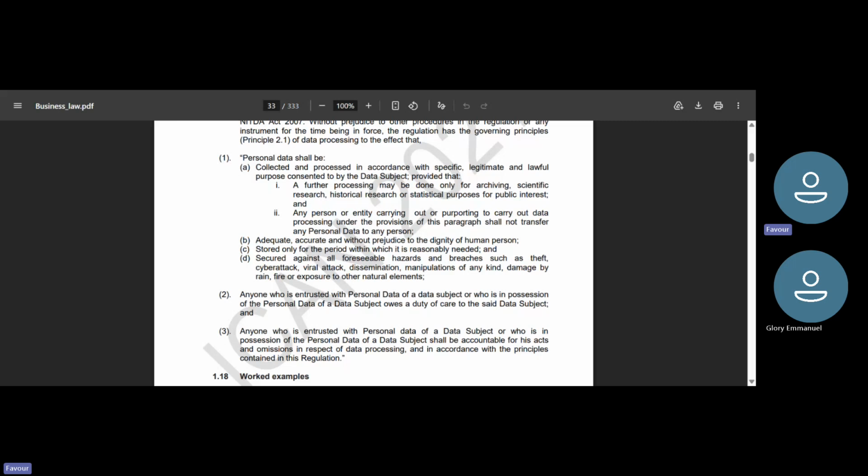Then B, personal data shall be adequate, accurate, and without prejudice to the dignity of the human person. And personal data shall be stored only for the period within which it is reasonably needed. So even though they're archiving, if they don't need the data, they are not supposed to store it according to this law, right? And personal data shall be secure against all foreseeable hazard, such as theft, cyber attack, hacking, manipulation, and all that. Damage by fire, damage by rain, exposure to natural elements, etc.